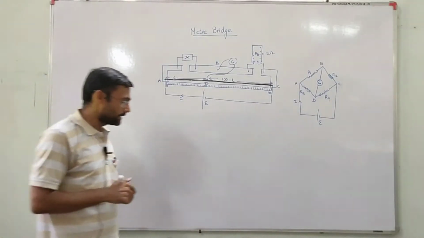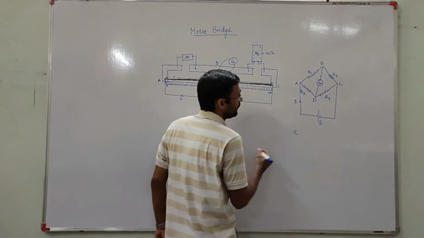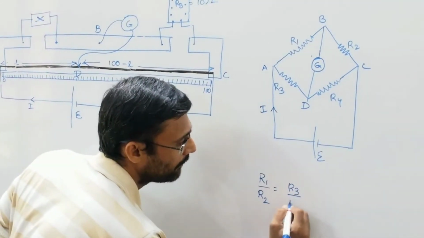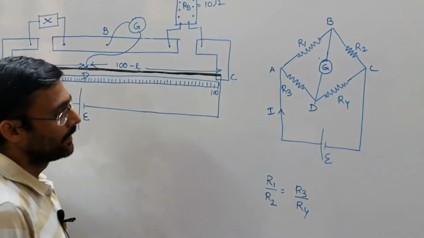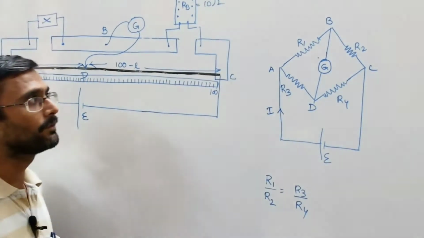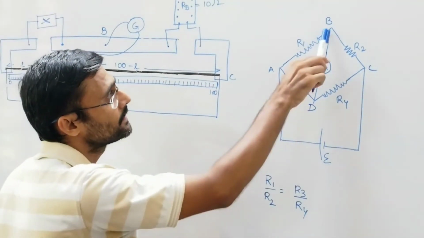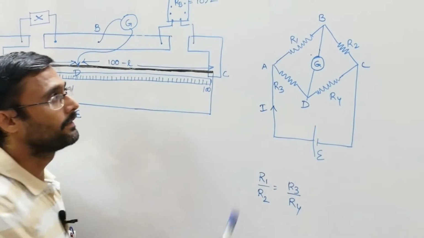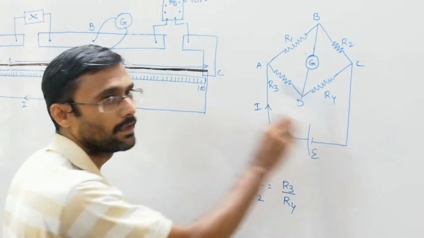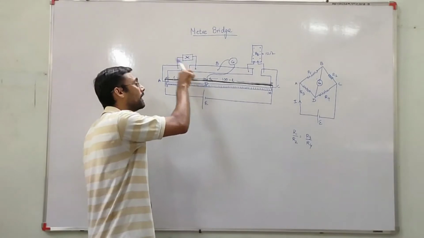Now, as I explained earlier, under balanced condition the ratio R1 upon R2 should be equal to R3 by R4. This can be achieved only when the galvanometer shows the null deflection. Null deflection means there is no flow of current to the galvanometer. At that point, the potential at B and D is the same. Under that condition, the ratio of R1 and R2 will be equal to R3 by R4. This we want to achieve over here to find out the unknown resistance value of X.